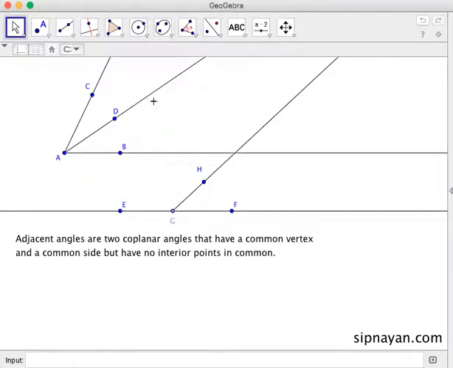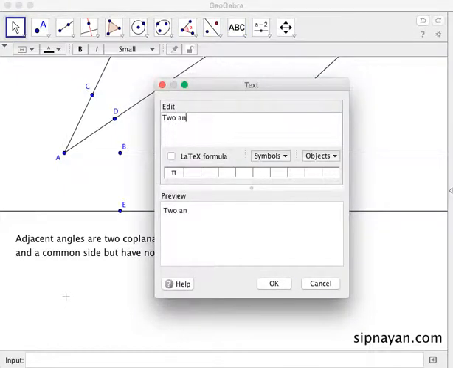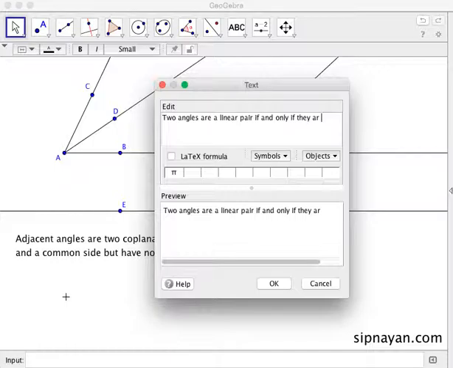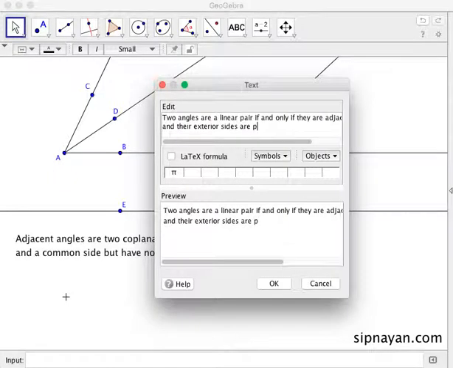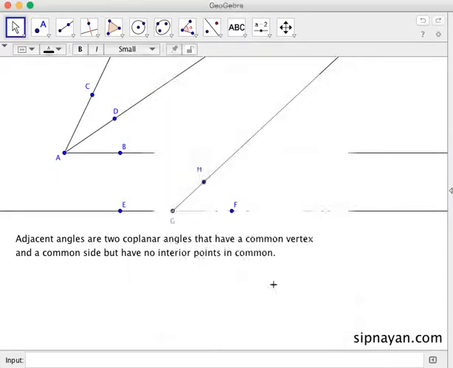no? So, pwede nating i-define, no? So, two angles are a linear pair if and only if they are adjacent angles and their exterior sides are opposite rays. Okay, so yan yung ating definition ng linear pair, no?